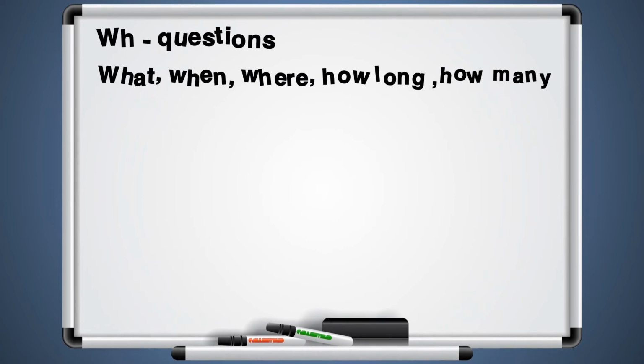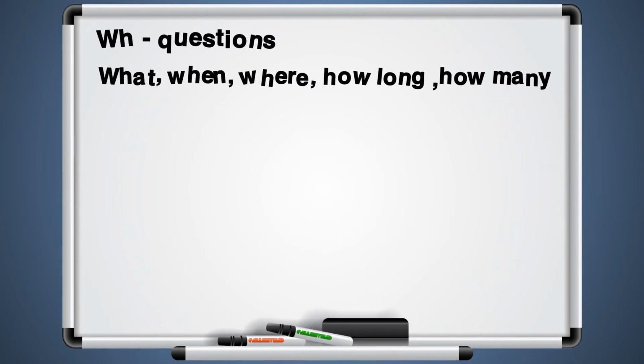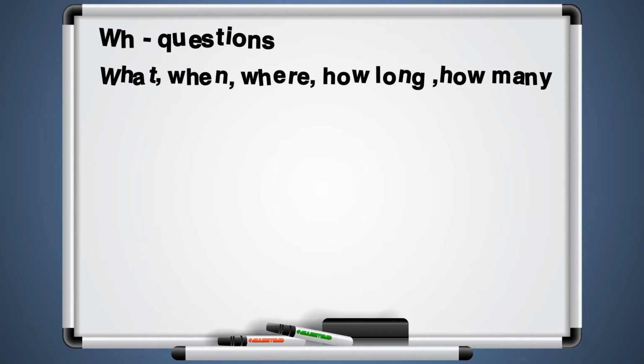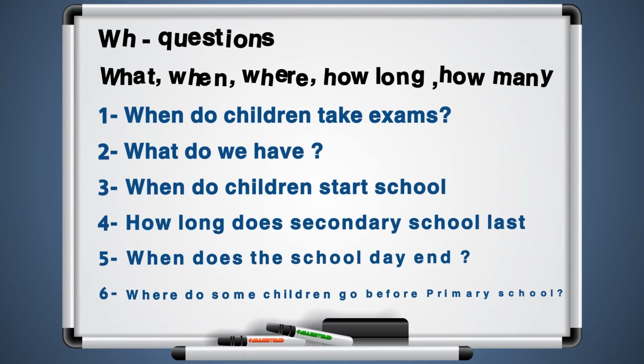After yes or no questions, where we use an auxiliary to start the question, we move to the WH questions. Also, we still need the auxiliary forms do and does. Check with me the following questions. WH questions. What? When? Where? How long? How many?